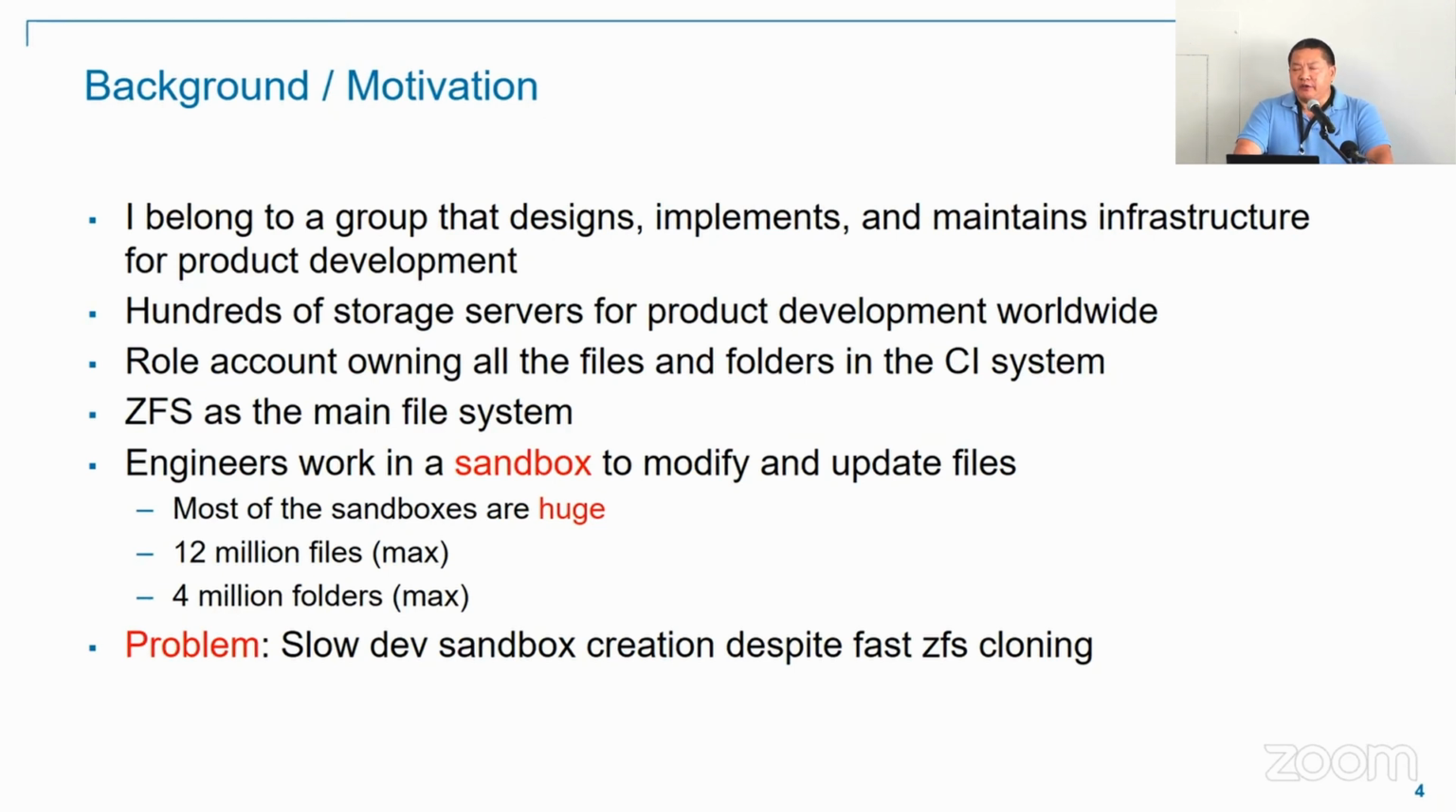So in the CI system, there is a single root account which owns all the files and the folders. That's the nature of our CI system. Basically, in the CI system, we have a build area. That area is huge. It's like 12 million files, 4 million folders.